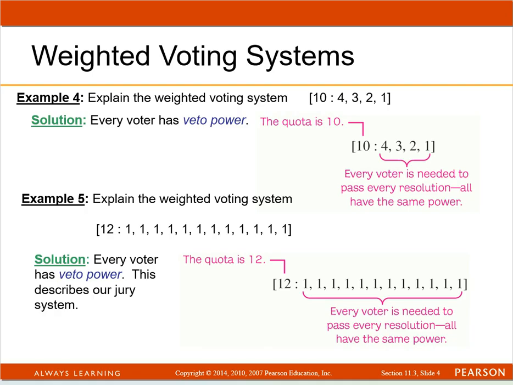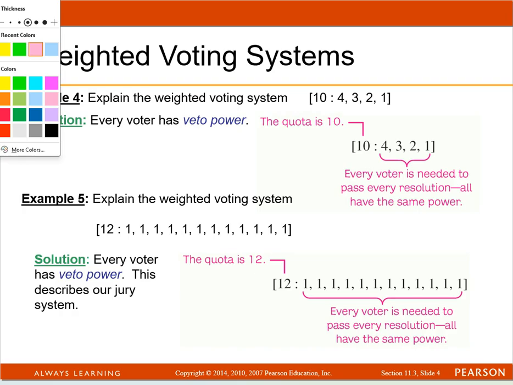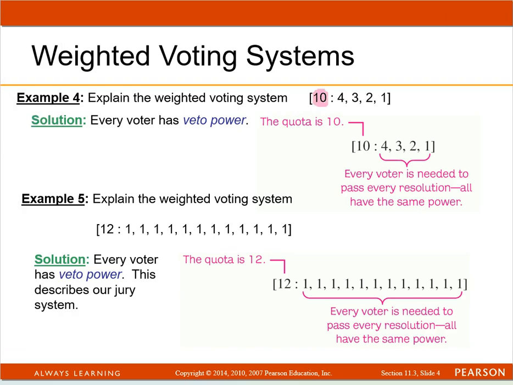Sometimes you can have veto power. In this instance, you have to have a total of 10 votes. Now, I've got 4 voters: 4 votes, 3 votes, 2 votes, and 1 vote. When you add all this up, that adds up to 10.